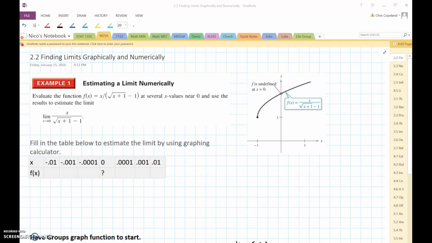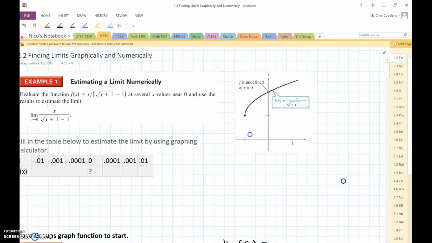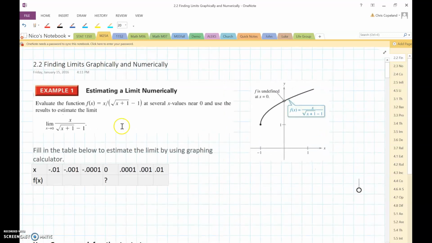The first lesson that we're going to do here is 2.2, Finding Limits Graphically and Numerically. So if we look at this first problem, example 1, estimate a limit numerically. Evaluate the function f of x equals x divided by the square root of x plus 1 minus 1 at several x values near 0 using the results to estimate the limit.